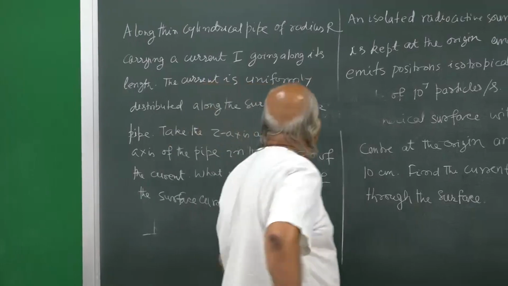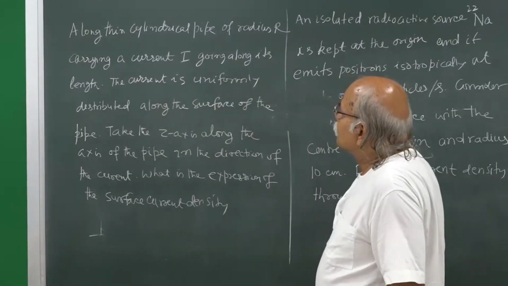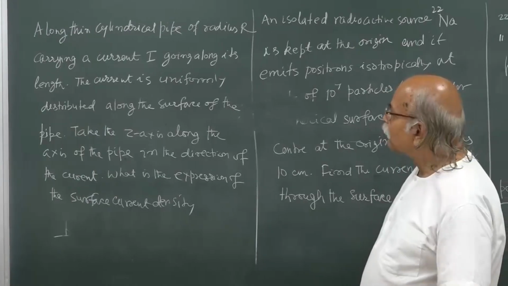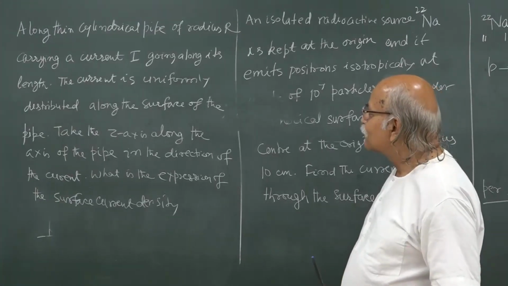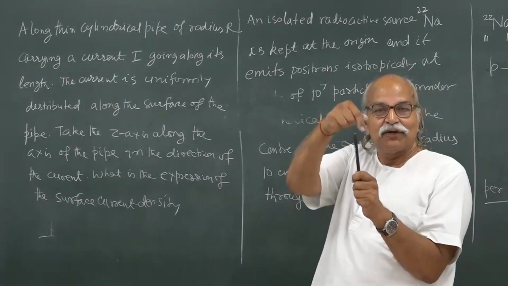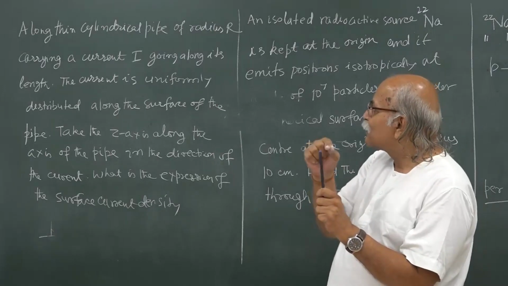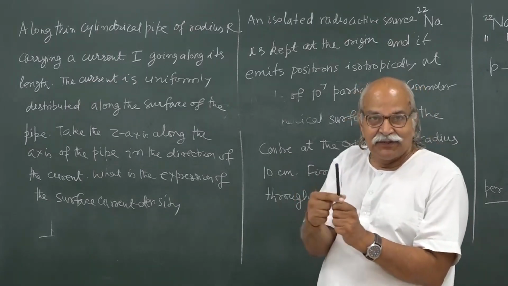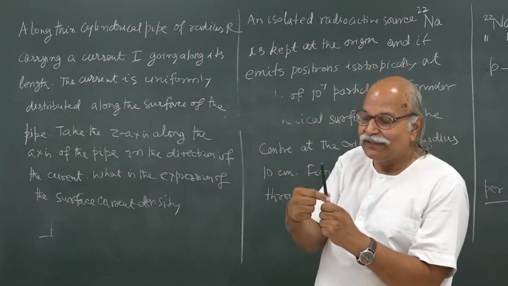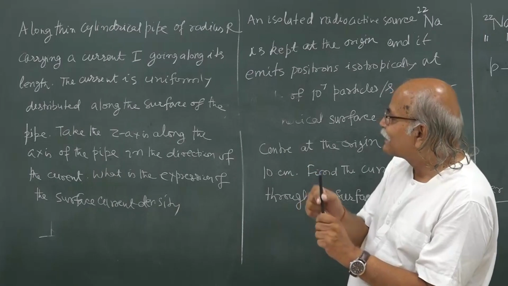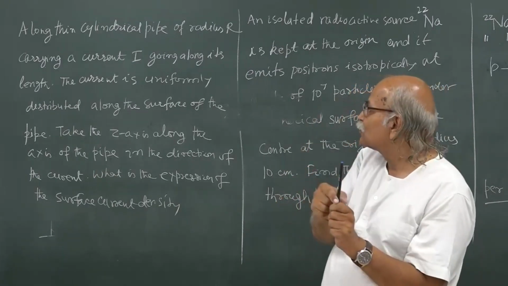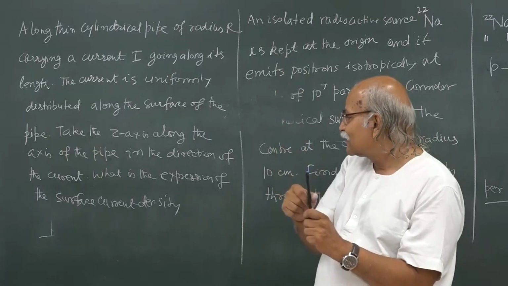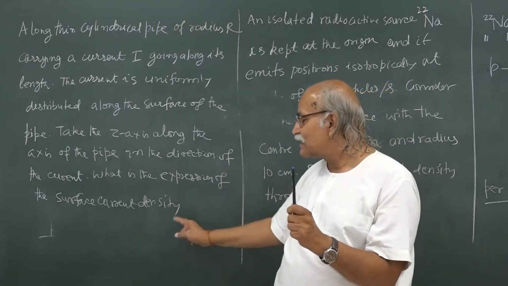Okay, so what is the question? It says a long thin cylindrical pipe of radius capital R. So, you have a thin long cylindrical pipe of radius R. You can take this as a pipe, hollow inside, and then radius is capital R, and it carries a current capital I going along its length. It's a pipe, so inside is just hollow. So the current is going on the surface, like this. The total current is I, and then it is distributed along the surface of the pipe uniformly. Z axis is here, and then we have to find the expression for the surface current density.